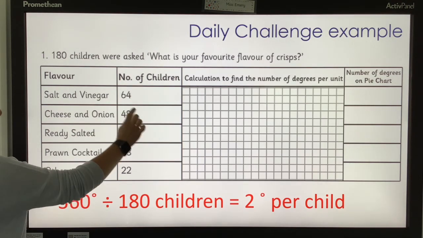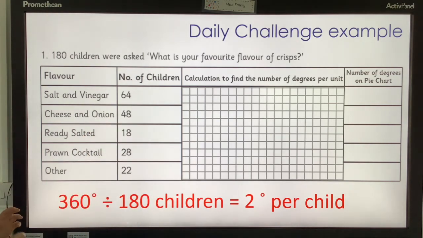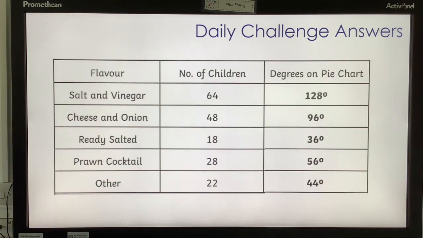Here you've got 48 children, so each child is worth 2 degrees, so you do 48 times 2 to work out how many degrees for that flavour. Same, etc. So you would have 128 degrees for your salt and vinegar, 96 degrees for your cheese and onion, 36 degrees for your ready salted, 56 degrees for your prawn cocktail, and 44 degrees for your other flavours. If I was to add all of those degrees together, I would come to 360 because it's a full circle. If I was to add all the numbers of children together, I would come to 180 because it's our full set of data.